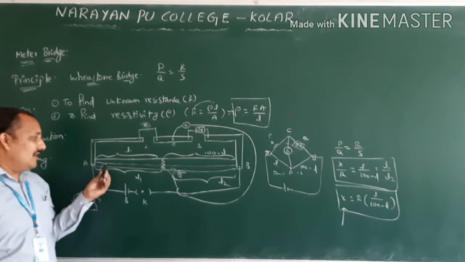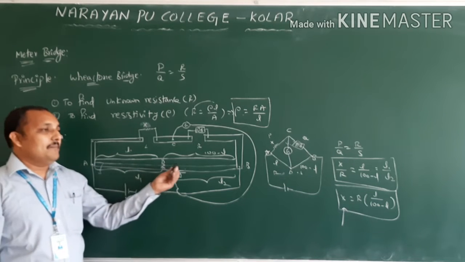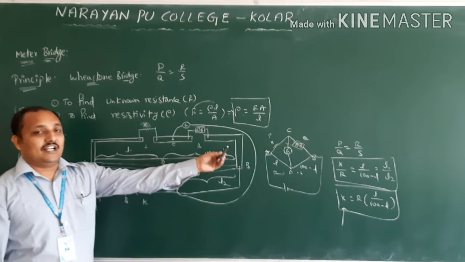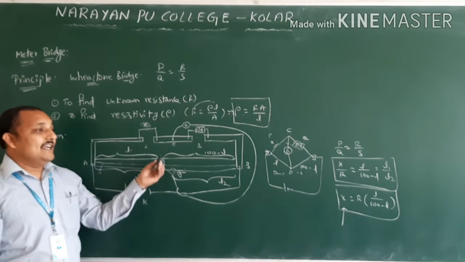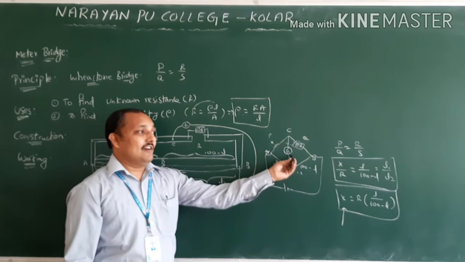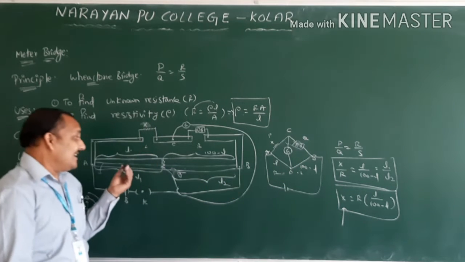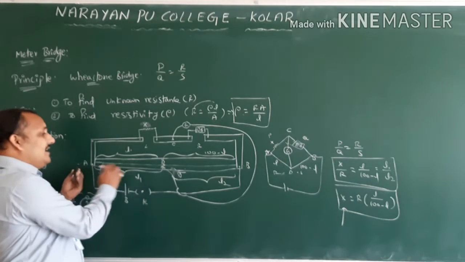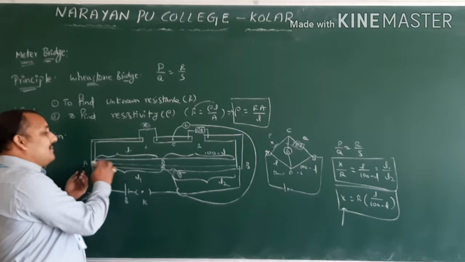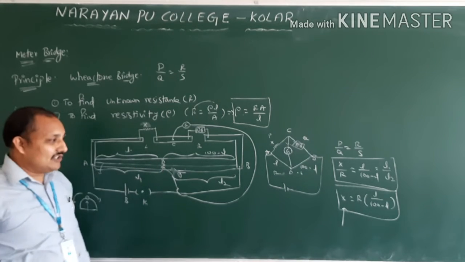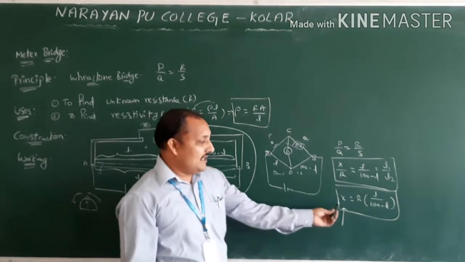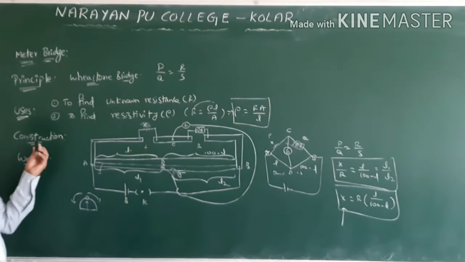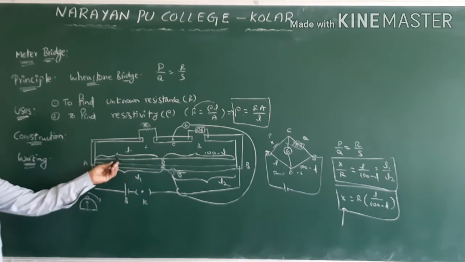In this you have to remember only one thing: move the jockey on the wire until you get null deflection in the galvanometer. Then that length is said to be the balancing length of the meter bridge. Balancing length means, if you get a null deflection point, the length from A to D is called the balancing length of the meter bridge. This is nothing but finding the unknown resistance. This is the working of the meter bridge, and the previous one was the construction.